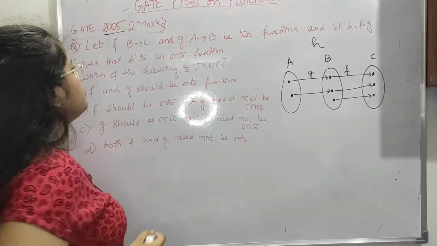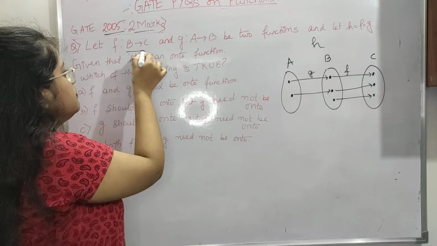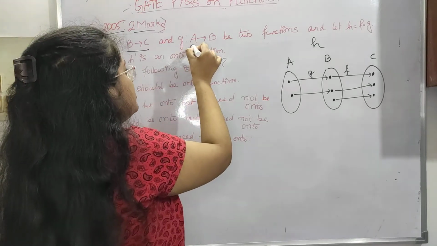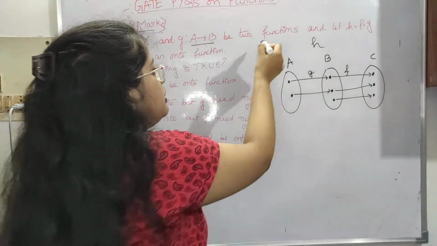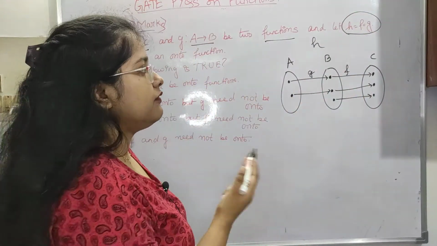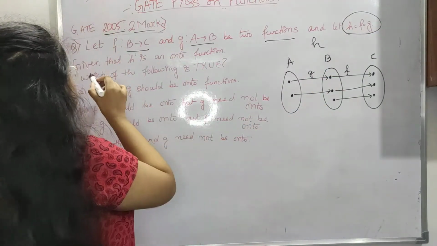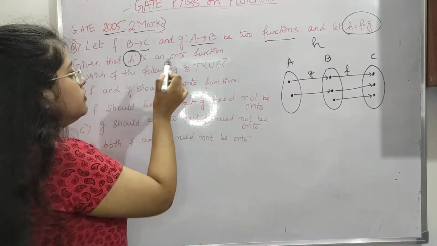This was asked in GATE 2005, a 2 marks question. Let f be a function from B to C and g a function from A to B, two functions, and let h be the composition of f and g. Given that h is an onto function.